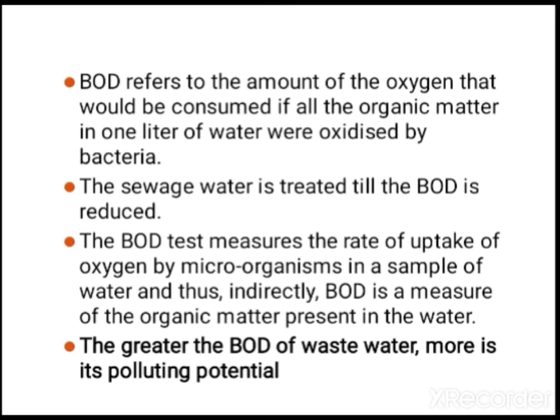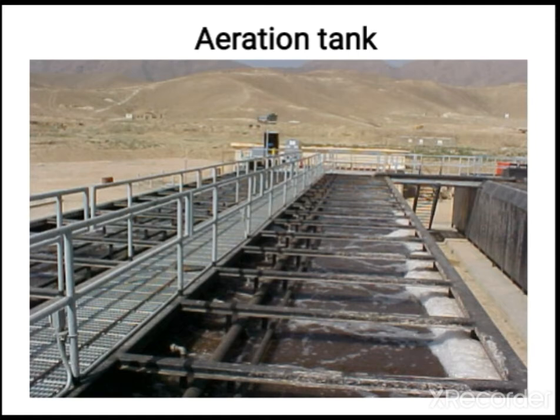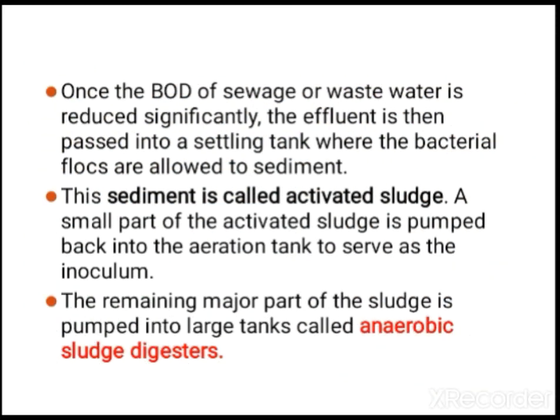So the greater the BOD of wastewater, the more is the polluting potential. So when the water should be free from pollution, we have to reduce the BOD. Here, by using this aerobic bacteria and supplying aeration, we are reducing the BOD. So here it is the aeration tank, children. It is the photograph of an aeration tank.